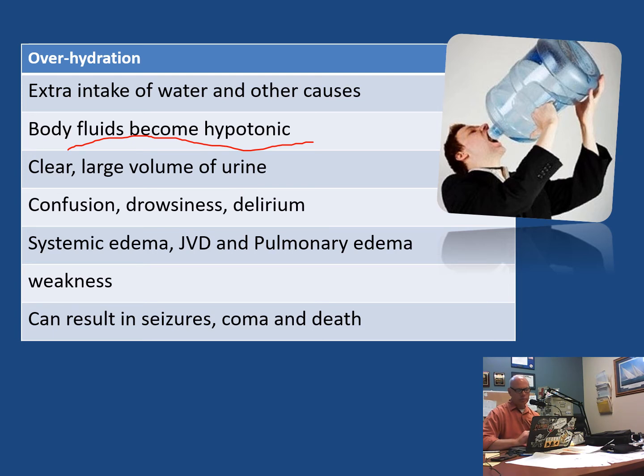The patient will pee more often. That pee is usually going to be clear. They could have some edema and weakness. Pulmonary edema is all a part of overhydration. And this person can end up having altered mental status, seizures, and even death from this.